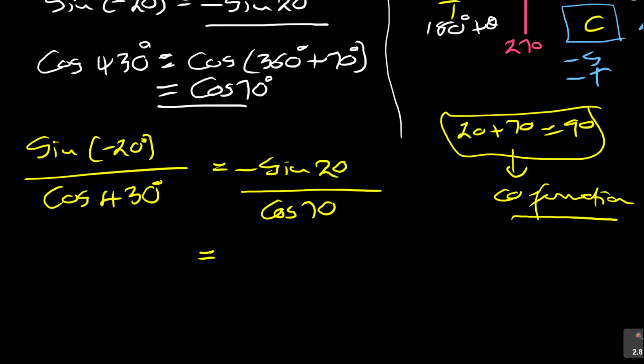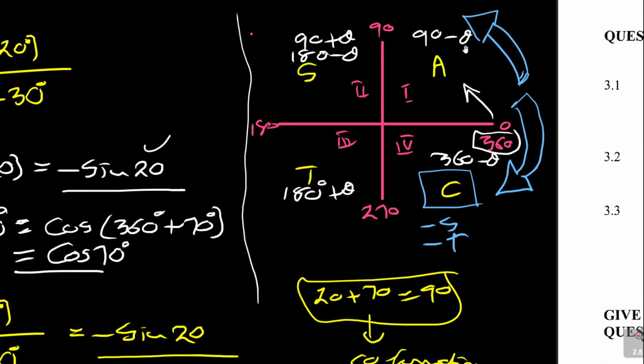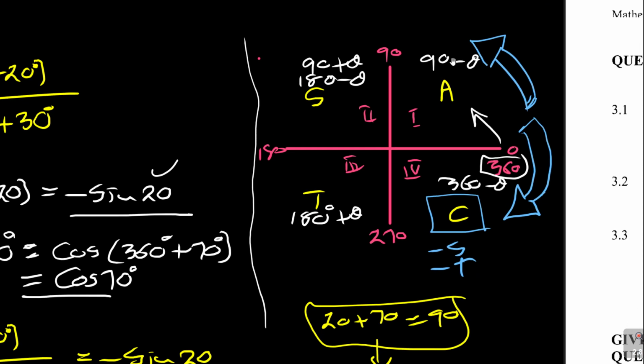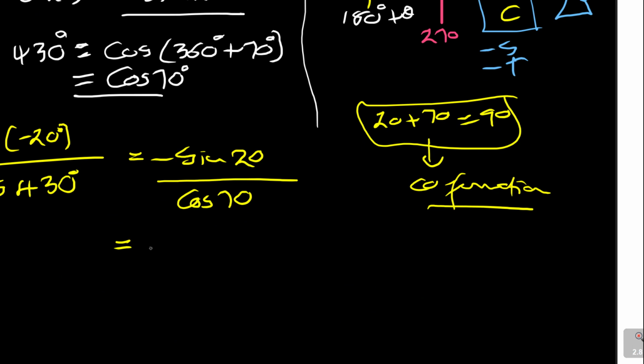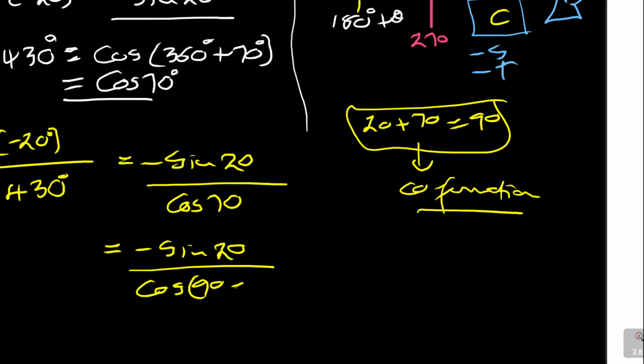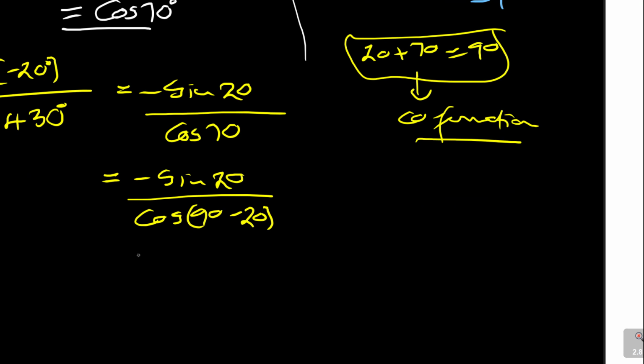When you deal with that, you are dealing with cofunctions, and you are in quadrant 1 and 2, 90. So 70 is in quadrant 1, and you can say cos 70 is the same as cos of 90 minus theta. So I can say minus sine 20 over cos, and then 90 minus, that's what I'm using here, 90 minus theta. What must I subtract? I must subtract 20 to get 70. 90 minus 20 is 70. That's the reduction rule of the first quadrant. Are you seeing that?